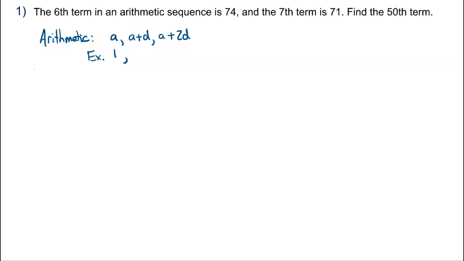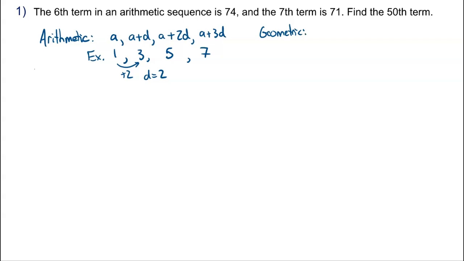So the second term has the d value added once, the third term has the d value added twice, and in the example that you see in front of you, we're adding 2 every time. So what that means is that the d value here is 2, and the a value, the starting value, is 1. So with those two things in mind, that's one example of an arithmetic sequence.